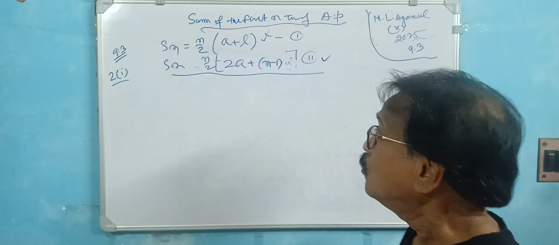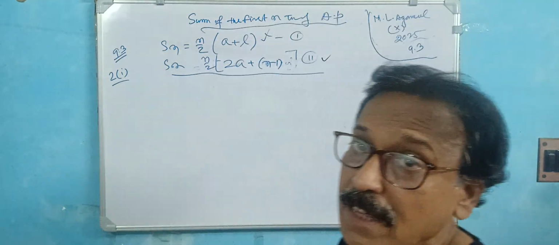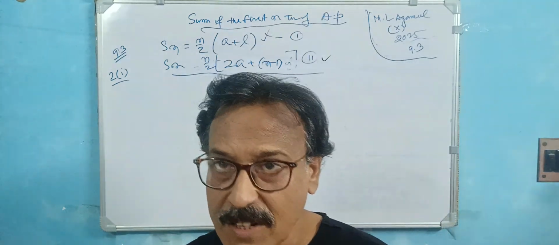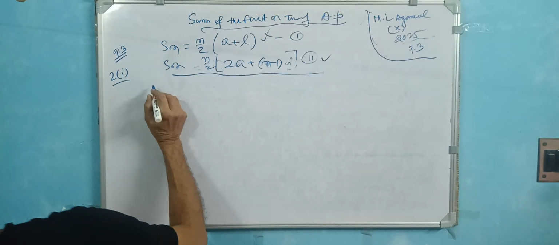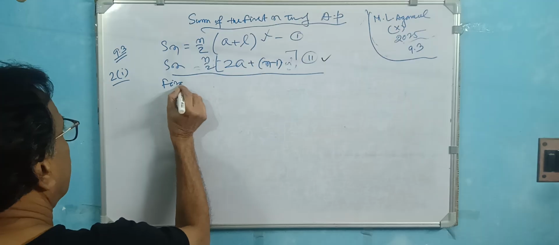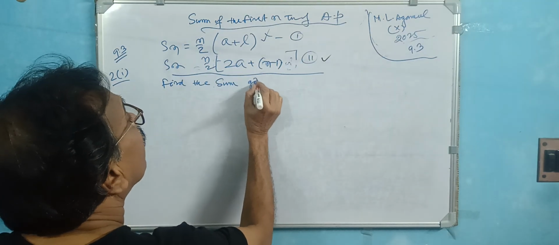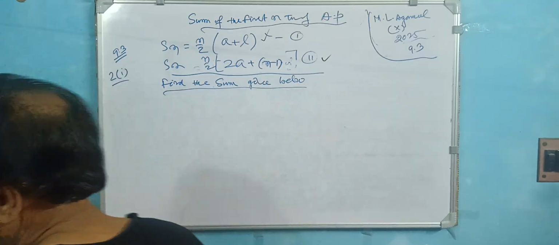In the previous video we just applied one formula and the other. Which formula is applied where, on the basis of the given sum, that is the very important thing. Here the question is: find the sum given below.